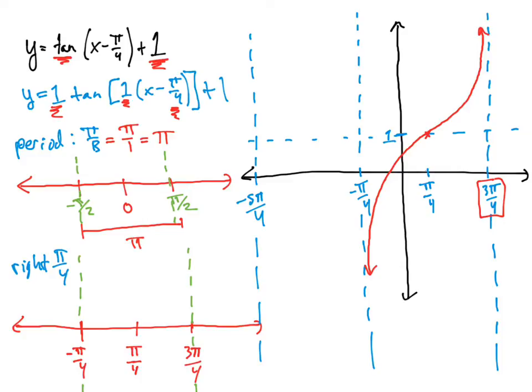The graph has the same shape. It's still going to be increasing. It's going to cross at the middle of this period. The value there is halfway between negative 5 pi over 4 and negative pi over 4, so that's negative 3 pi over 4. And then this graph will be increasing like this, and then decreasing like this.